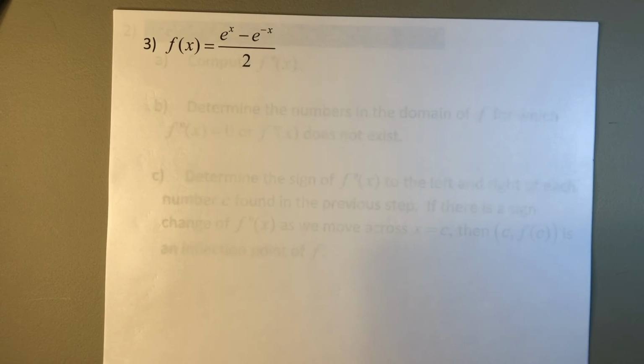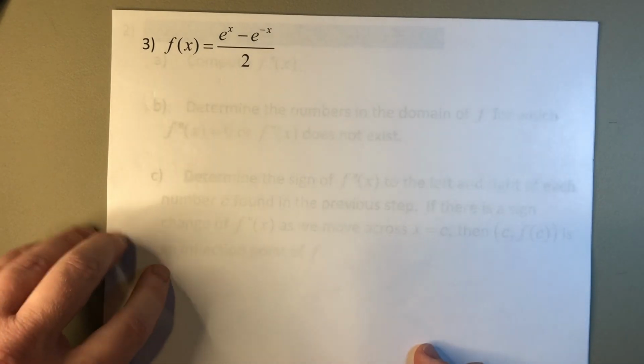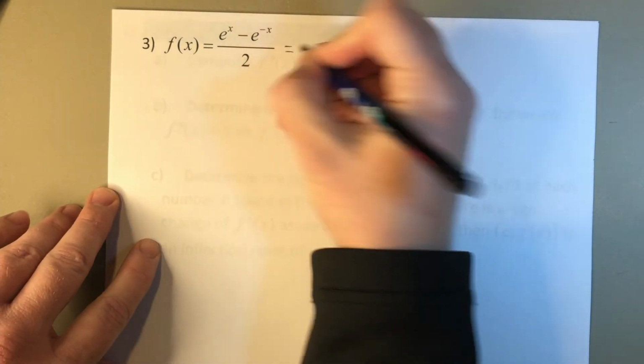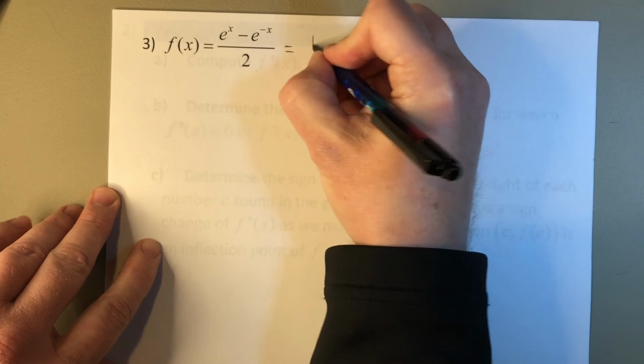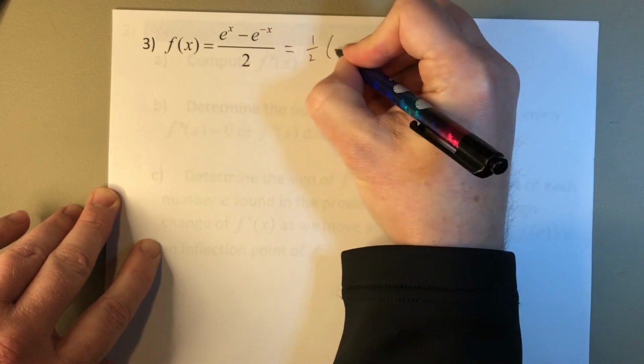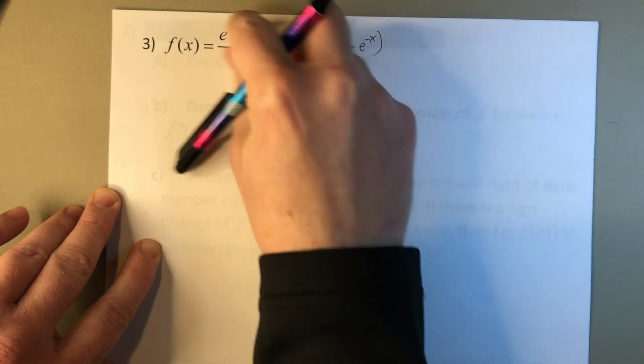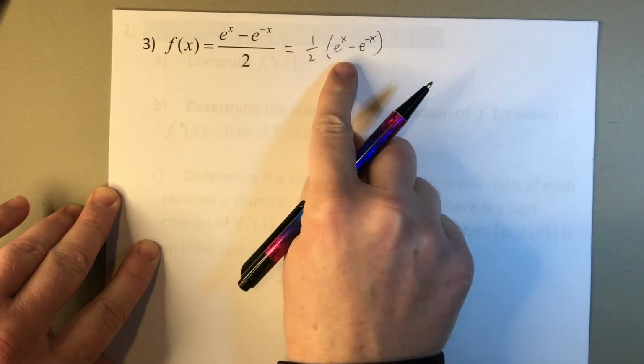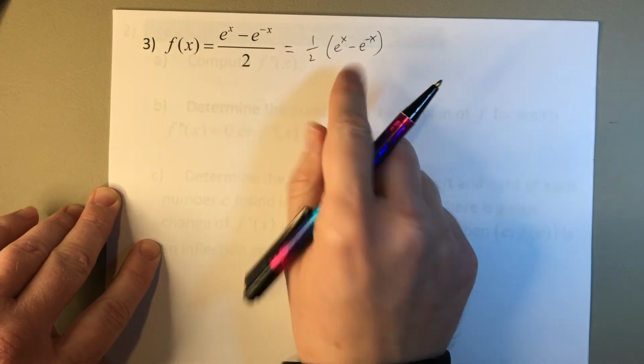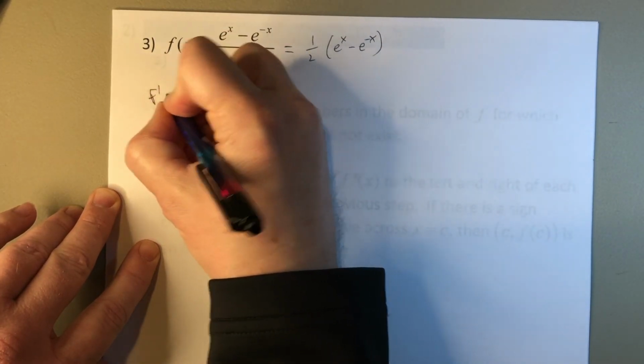Example number 3, same directions, determine the intervals where the graph of the function is either concave upward or concave downward. So what I'm going to do here is recognize that this is the same as 1/2 times the quantity of e to the x minus e to the negative x. I just pulled out the 1/2 in front. Non-calculus move, just algebraic. All right, first move, same as it always has been.